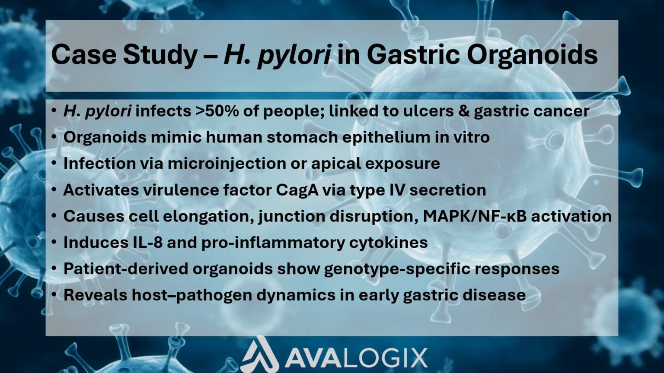What's even more powerful is the ability to use patient-derived organoids. For instance, organoids grown from individuals with known polymorphisms in inflammation-related genes show exaggerated responses to H. pylori exposure. This gives us a platform to study host genetic susceptibility in a controlled setting. In short, organoid models of H. pylori infection provide critical insight into both the pathogen's virulence mechanisms and the host's molecular response, offering a window into the early events of gastric disease and cancer.